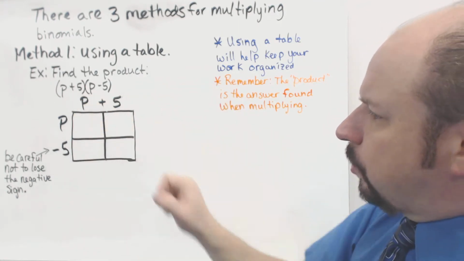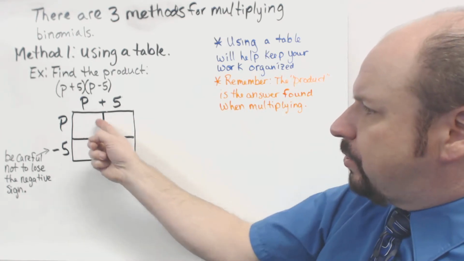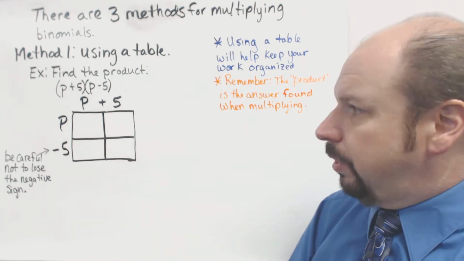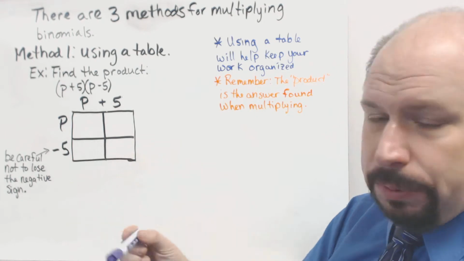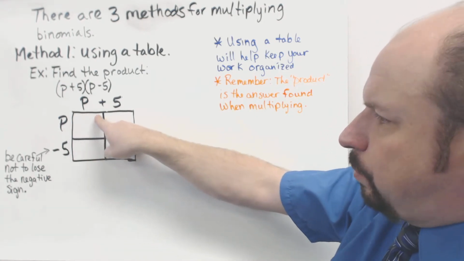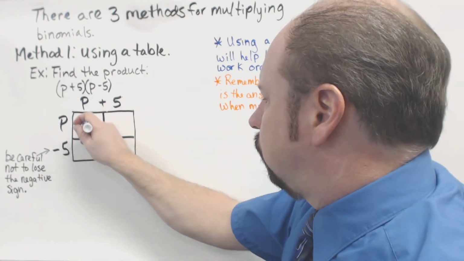Okay, so now we have our table. We just have to fill in our table. Each of these boxes, basically what we're doing is finding the area of each box. Remember, area is just length times width. So this area, because this length is p and this length is p, p times p is p squared.